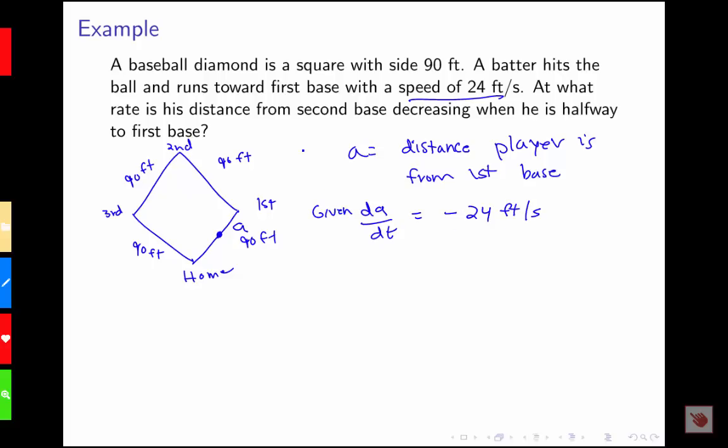I'm interested in finding the rate at which his distance from second base is decreasing when the player is halfway to first base. So I'm interested in finding something about the rate of change of that distance. I need to call that distance some variable c. So we'll have c be the distance the player is from second base.